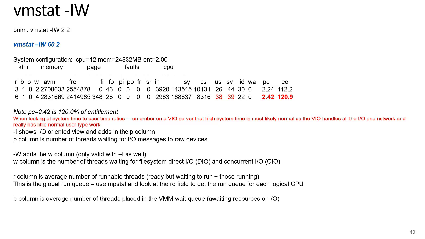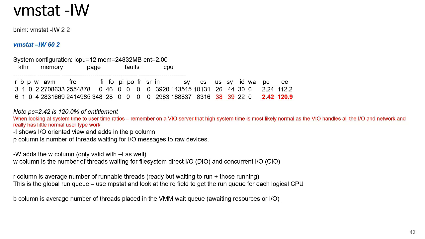Another command that's interesting is vmstat -I -W. This adds some additional columns that you don't typically see, and those are the P and W columns. The P column is the number of threads waiting for I/O messages to raw devices. If you're using raw devices, that's useful to know. And W gives you the number of threads waiting on file system direct I/O and concurrent I/O.